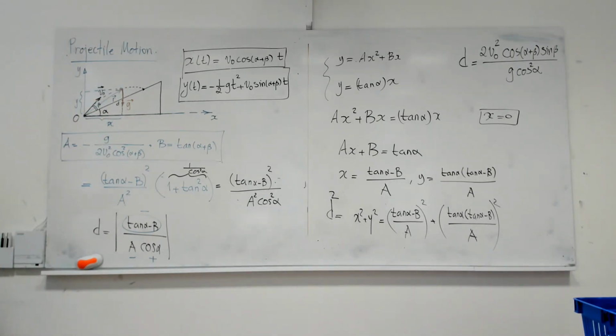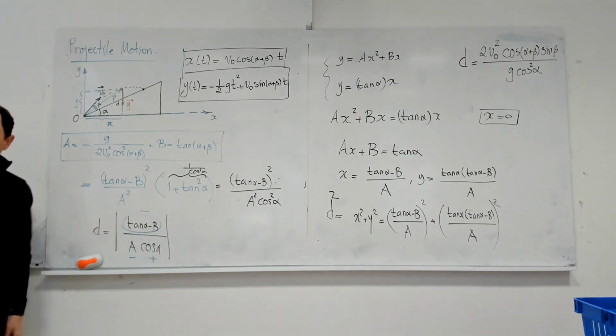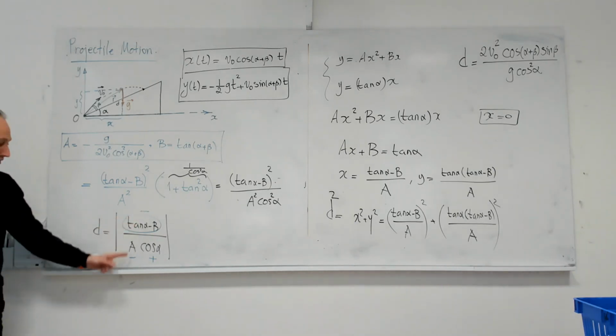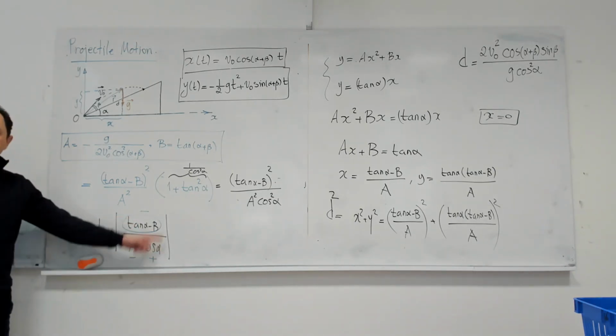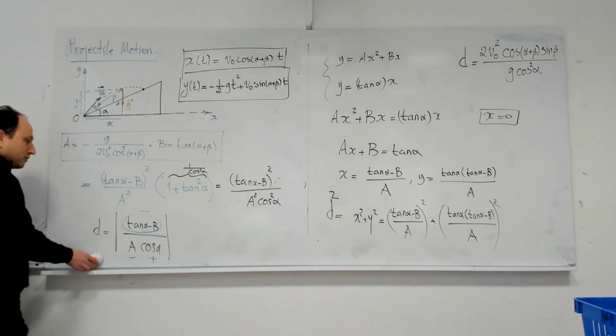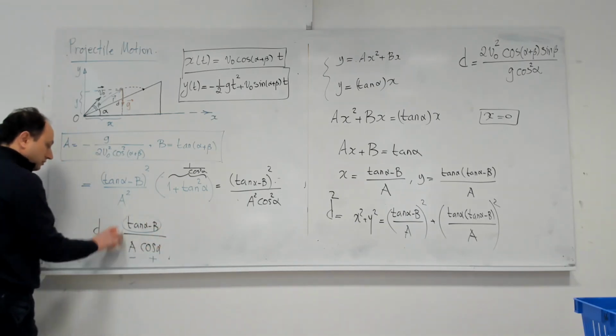So this means that its tangent is larger. Yes? So this means the numerator is negative. Negative, negative, positive, it is positive. So I am relieved. I don't need absolute value.